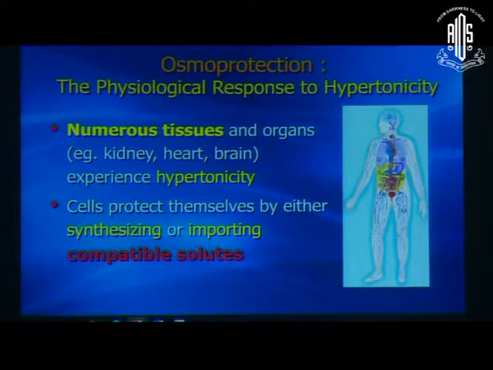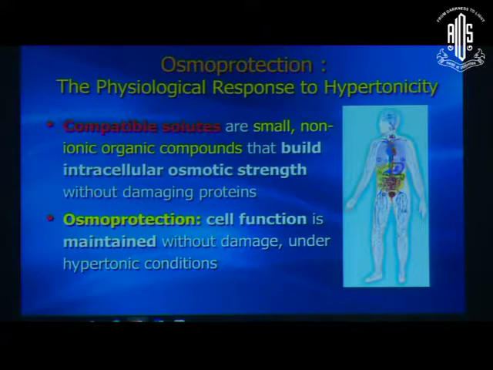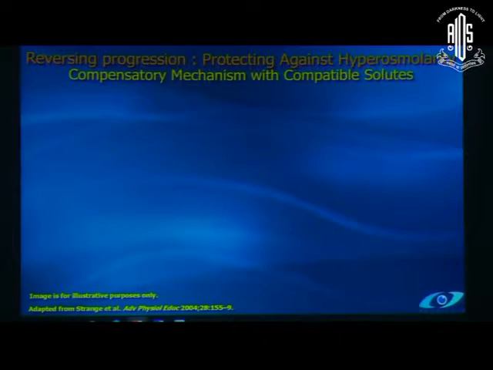Now, what is osmoprotection? We talk about certain tissues like the kidney, the heart, and the brain, which experience hypertonicity, and these cells protect themselves by either synthesizing or importing what we call compatible solutes. What are compatible solutes? They are small non-ionic organic compounds. That means they are not sodium, they are not potassium, they are not bicarbonate or chloride, which will interfere with the metabolism. They are organic, inactive compounds, but however, they produce an osmotic effect and bring the water into the cell. And thereby the cell is able to restore its volume and able to manage to do all its function.